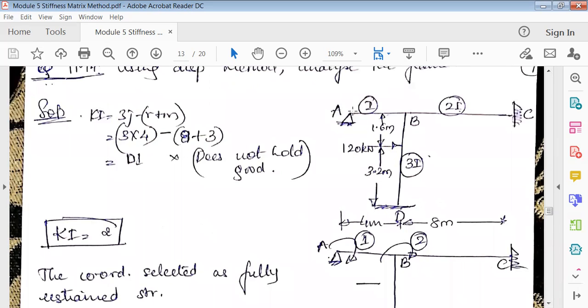A is a hinge support, which means it has reactions. Hinge means it has two reactions: it cannot move horizontally and it cannot move vertically. So there are only two reactions, but it can still move in the third direction, which is the rotation. Likewise, B is also a hinge support; it cannot move horizontally or vertically, so it can move only in the third direction, which is a rotation.